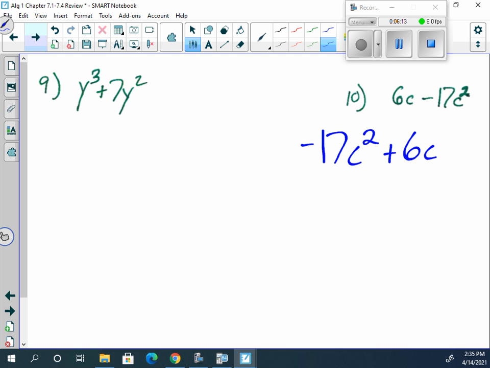Now the degree for this here would be 2. Leading coefficient would be negative 17, and our type would be binomial.